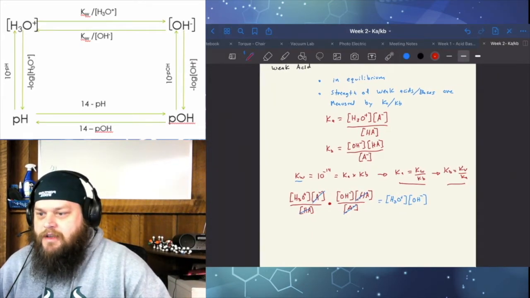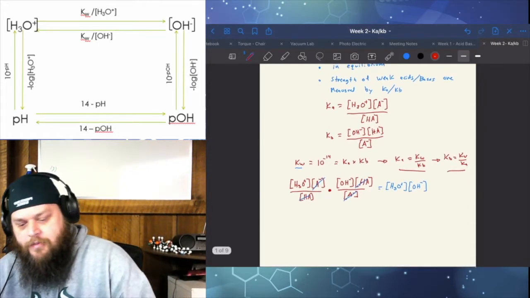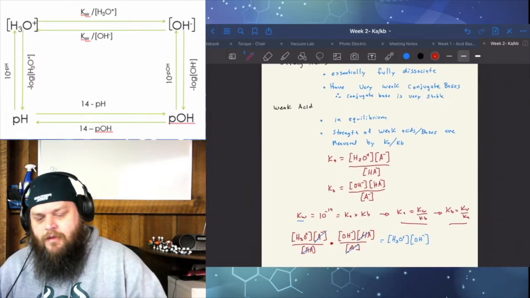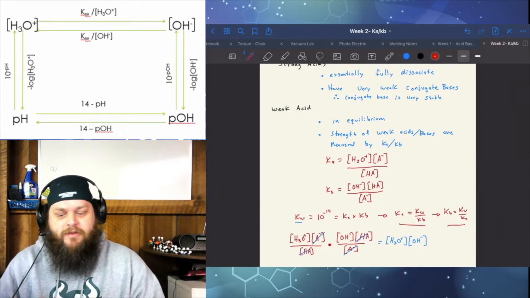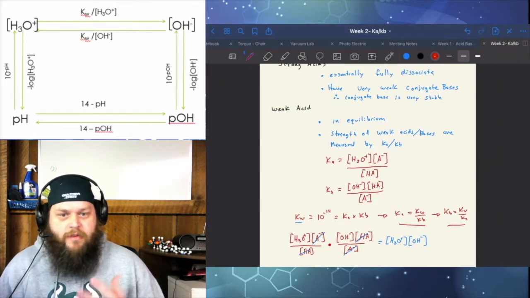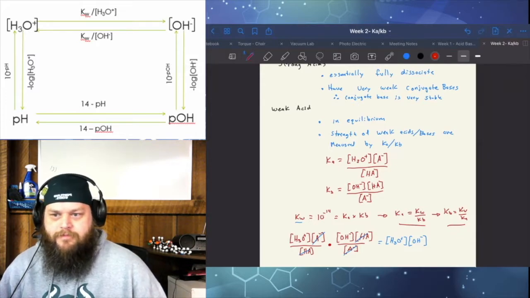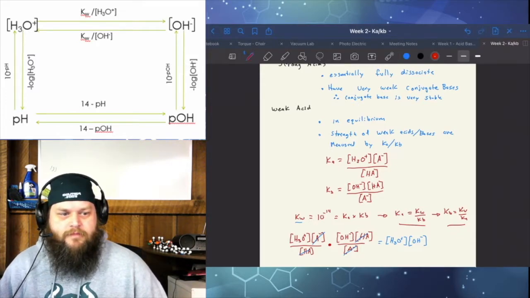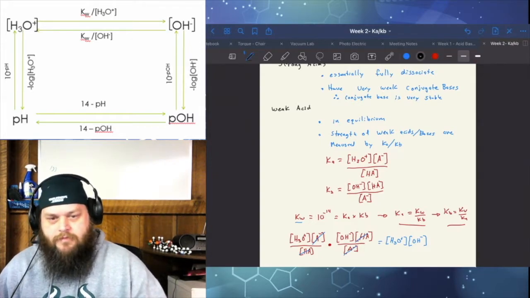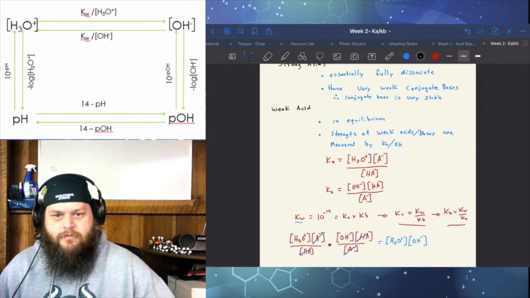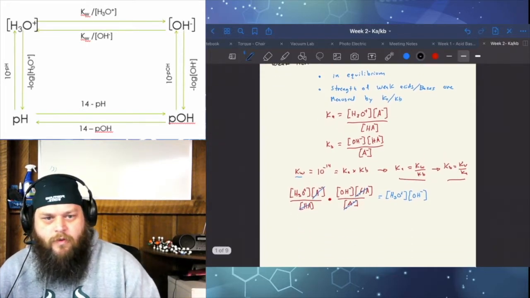And we're going to utilize that a little bit today. One more topic. Any questions on that? Kind of what I've gone over, the idea of strong acids, strong bases, weak acids, weak bases, and the relationship of Ka, Kw, and Kb. If not, I'm going to move on.